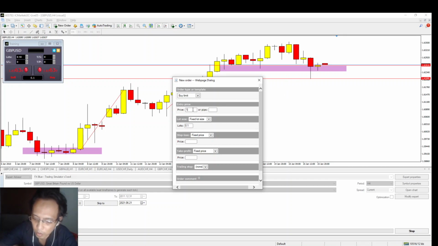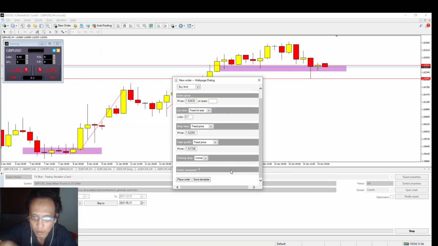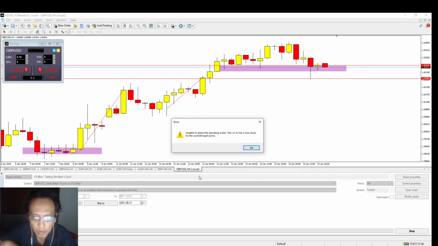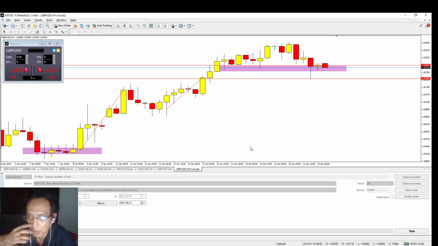1.62630 would be a good one. 1.62630, stop loss 1.62050, take profit 1.63700, place order. Oh, sorry. Oh, price has gone in.